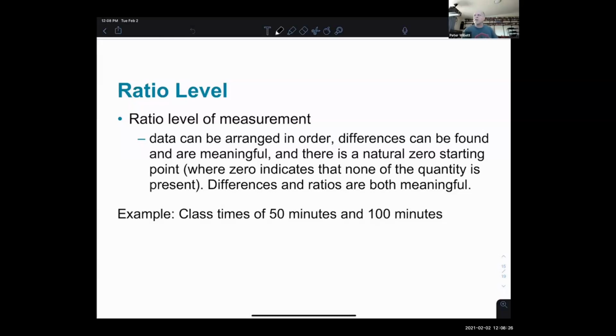Questions, comments, discussions about that example? How about the color of the peanut M&M that somebody eats? Nominal. Nominal. And could you justify that? They can't be arranged in order from low to high.